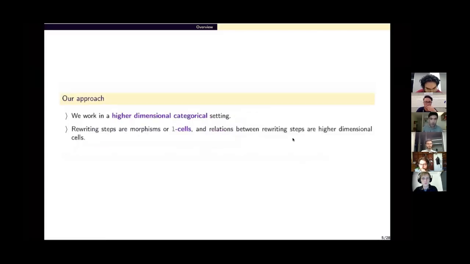Our approach is to use higher dimensional categories, which will actually be strict. We use them mostly from a combinatorial point of view in order to represent our rewriting systems. For example, rewriting steps are morphisms or one-cells, and then relations between rewriting steps would be higher dimensional cells.